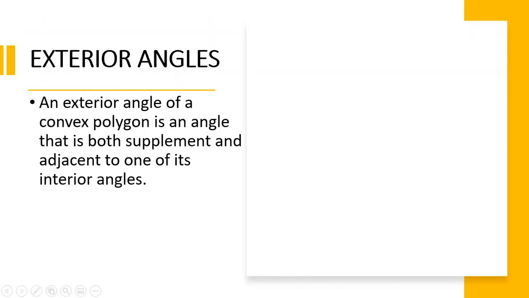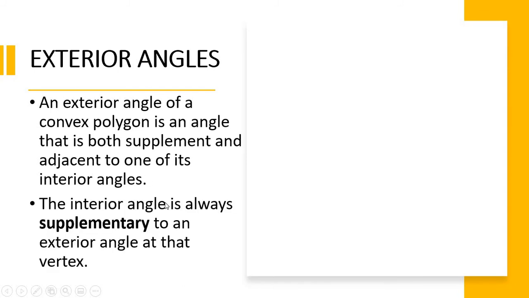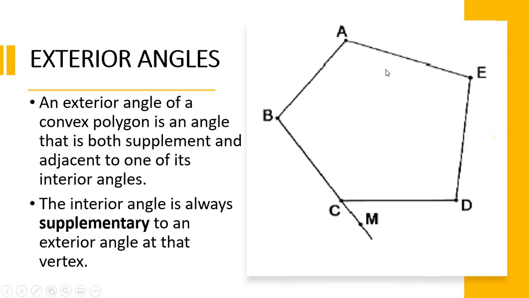Let's proceed to the exterior angles. An exterior angle of a convex polygon is an angle that is both supplement and adjacent to one of its interior angles. The interior angle is always supplementary to an exterior angle at that vertex. So we have here an illustration of exterior angle.